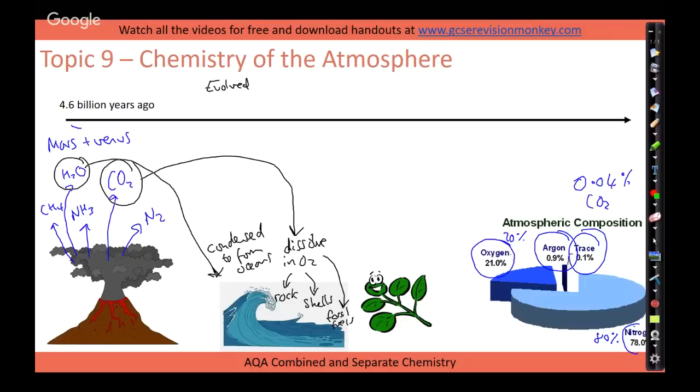So algae and plants, they both photosynthesize. And in photosynthesis, they take in carbon dioxide and they give out oxygen. So again, we got more carbon dioxide being locked up in plants as part of photosynthesis, and also we get this oxygen which is starting to be released into the atmosphere, increasing the concentration up until around 20% in our atmosphere today.